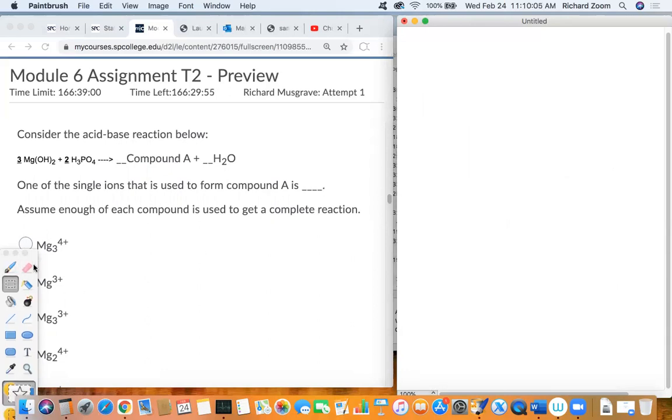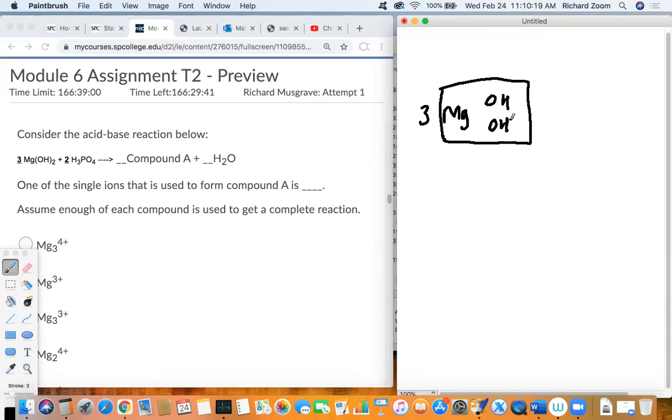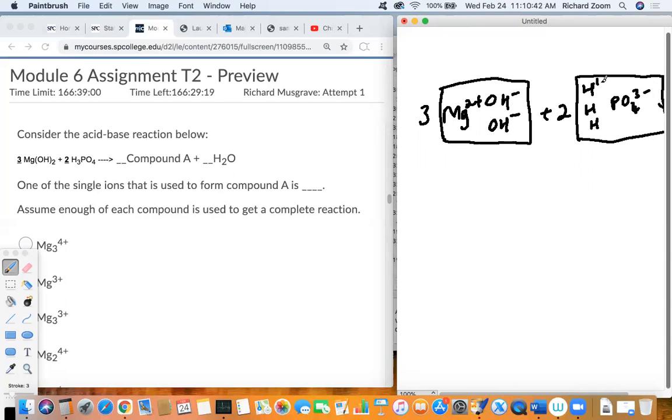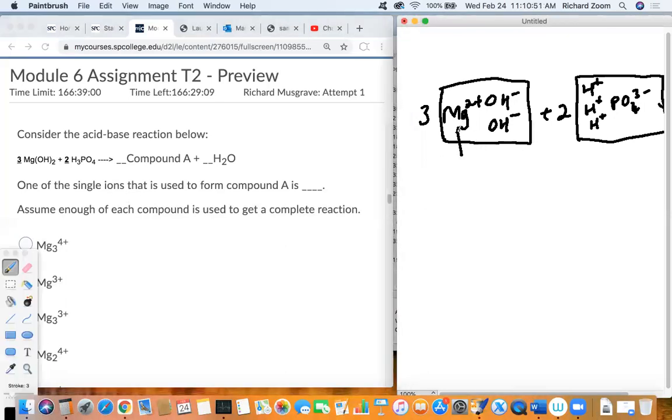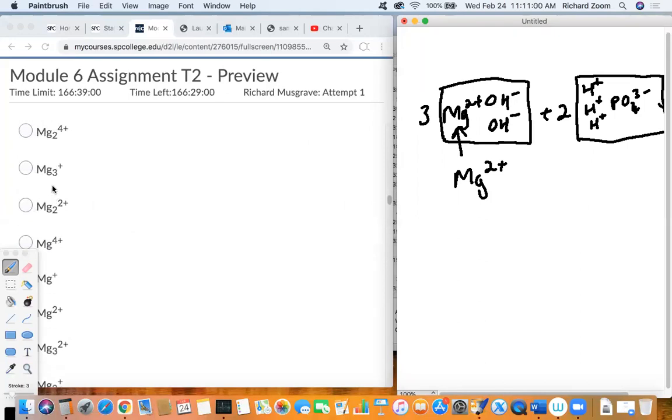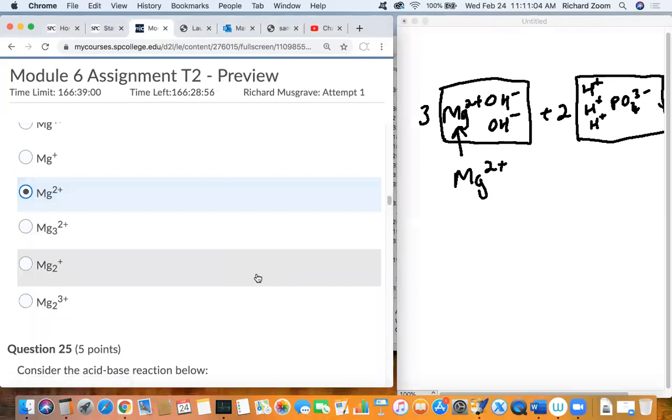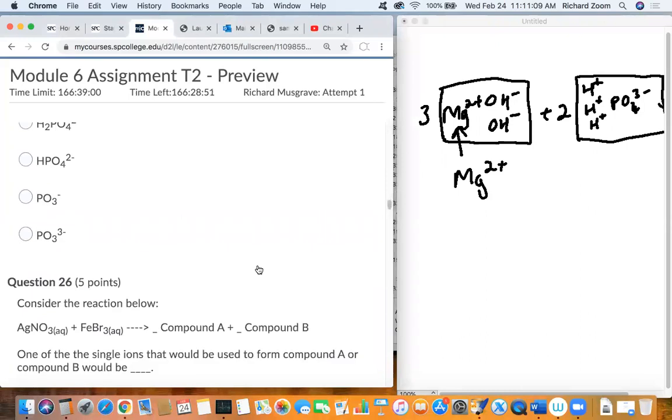So you've got Mg(OH)2 and H3PO4. So we've got three, and I'm going to put that on the outside here. Mg(OH)2 would look like this: Mg2+ and two OH-. And then we've got two H3PO4s. I like this approach of putting them in boxes. H, H, H, and then PO4 3- over here. If it's looking for the single element here, it's just this one, Mg2+ would be the answer. It doesn't matter that there's three of them. So make sure you choose the right one here. All right, so that's what's meant by single elements.